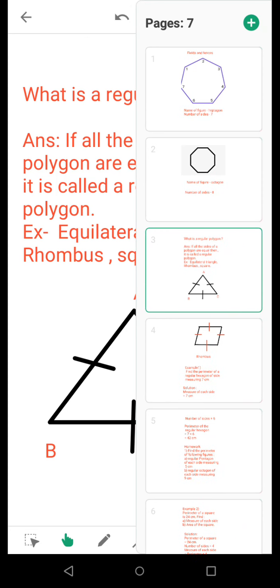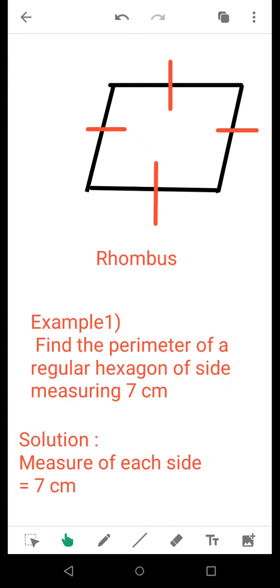Now we move to the next board. As you can see, this is the figure of a rhombus. It is a quadrilateral and has 4 equal sides. Here also I have used strikes to denote that all the sides are equal. Now we move to our example and exercises today.